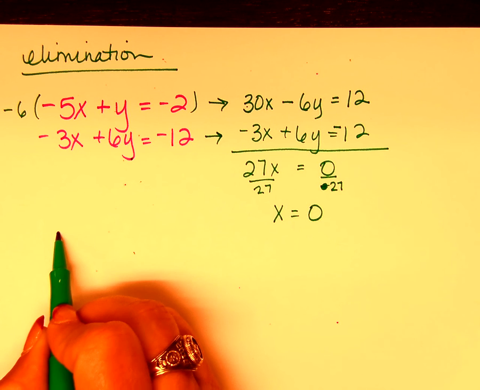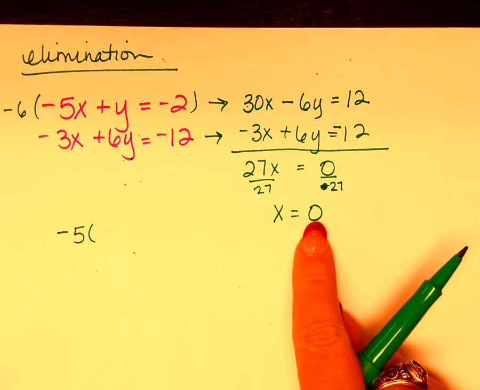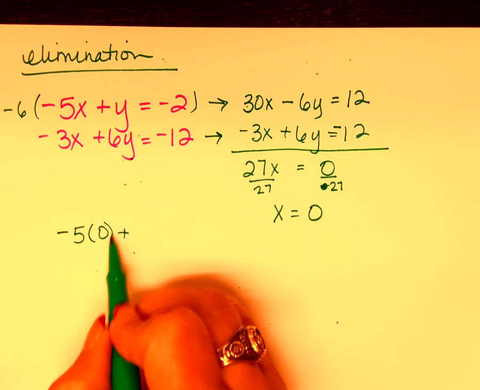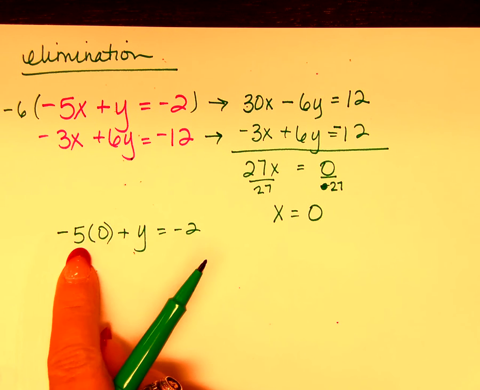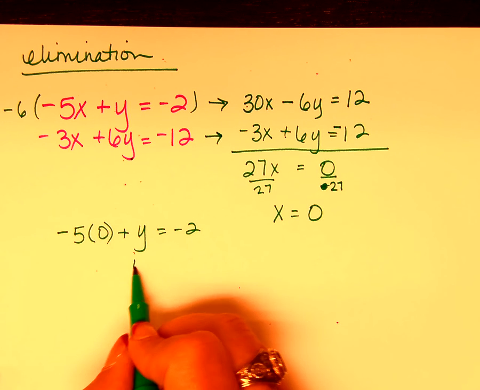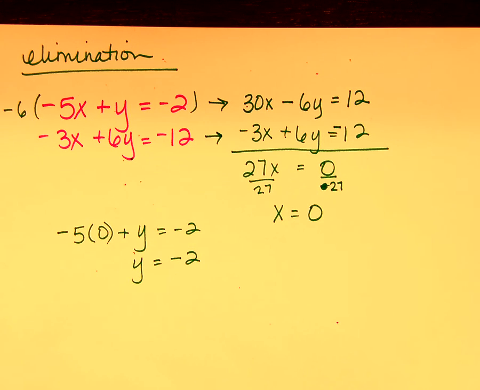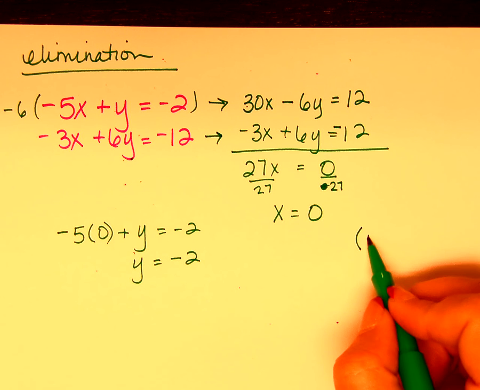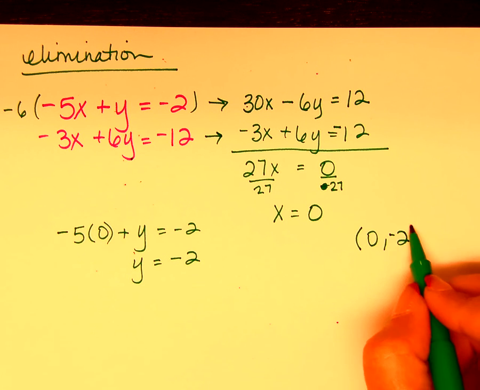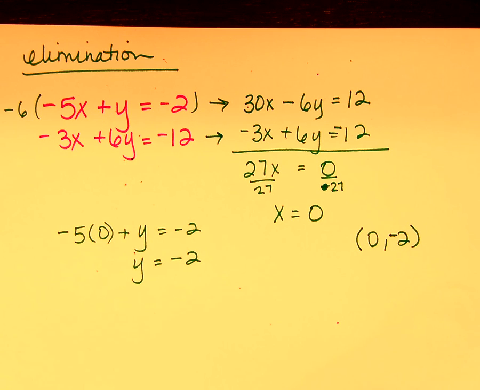So -5 times x, but I know x is 0, plus y equals -2. Well, what's -5 times 0? 0, so I just get y equals -2. Oh, yeah, you're right. I'm not done yet, am I? Because what do I need to do? I need to write it as an ordered pair. This means that I know that my answer, the solution to a system of equations, is the point of intersection. Does that make sense?